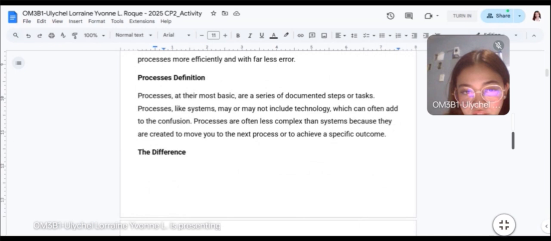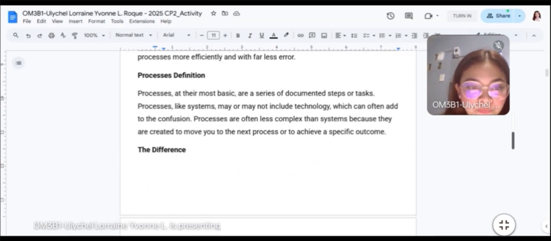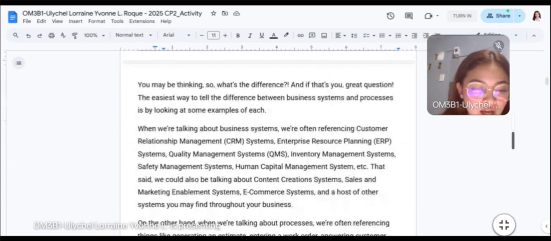Process definition. Processes, at their most basic, are a series of documented steps or tasks. A process, like a system, may or may not include technology, which can often add to the confusion. Processes are often less complex than systems because they are created to move you to the next process or to achieve a specific outcome. You may be thinking, so what's the difference? If that's you, great question.